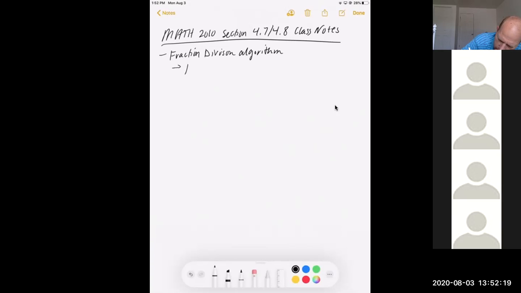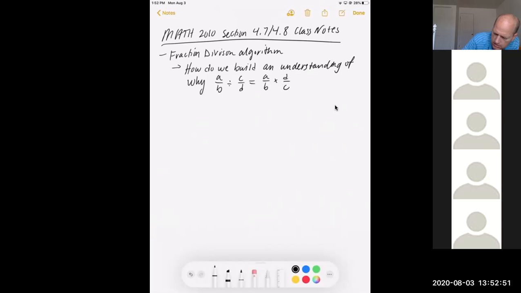So our question is, how do we build an understanding of why a over b divided by c over d is equal to a over b times d over c? Which is the fraction division algorithm. You multiply by the reciprocal is what they call it.